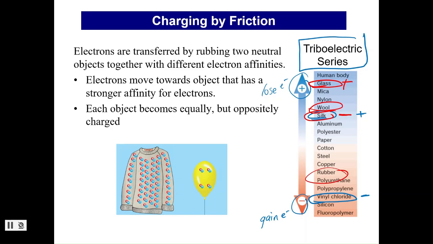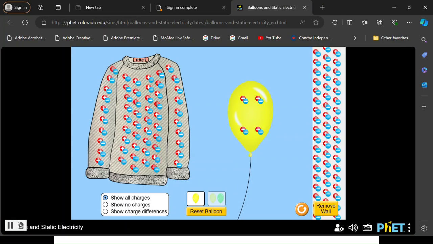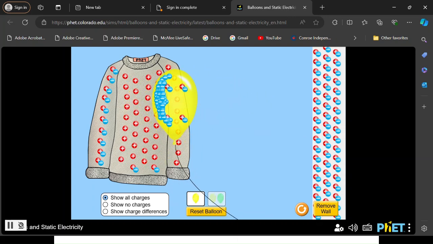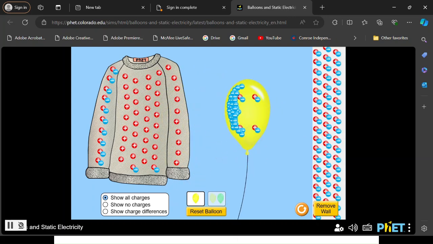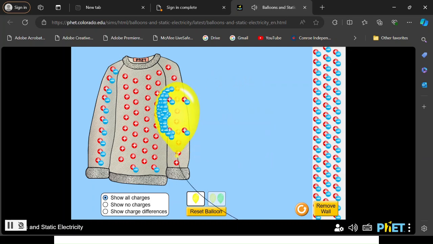So let's take a look at a simulation. Looking at the simulation here, you can see that all of my objects, the wall, the balloon, and the sweater, are all starting out neutrally charged. They have equal protons and electrons. If I take the balloon and move it over here on the sweater, I can see that the balloon has gained negative charges and the sweater has lost them. The protons in the sweater haven't moved. They've stayed in place. I've just removed the electrons. So now those can be attracted to each other.